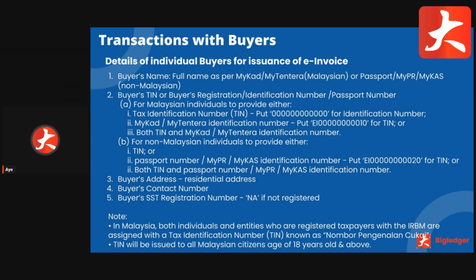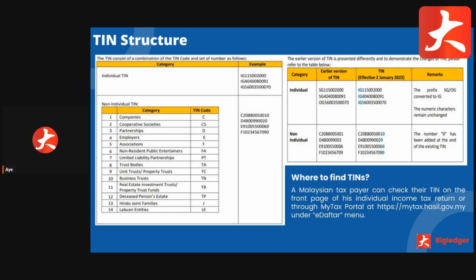In Malaysia, both individuals and entities who are registered taxpayers with IRBM are assigned a tax identification number, which is TIN. TIN will be issued to all Malaysian citizens at the age of 18 years old and above. So if they are local, usually they do have a TIN number, but it just depends on whether they want to provide it or not. Okay, this is the TIN structure.